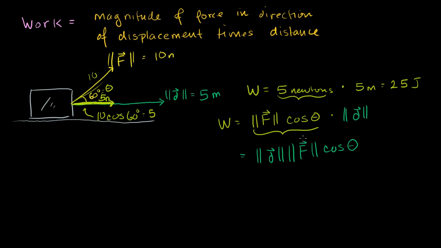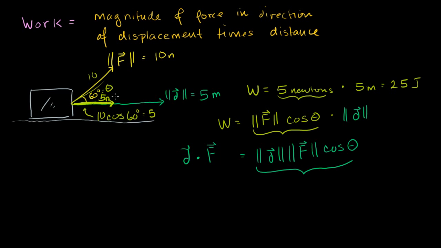And I've done multiple videos of this in the linear algebra playlist and the physics playlist, where I talk about the dot product and the cross product and all of that. But this is the dot product of the vectors D and F. So in general, if you're trying to find the work for a constant displacement and you have a constant force, you just take the dot product of those two vectors.